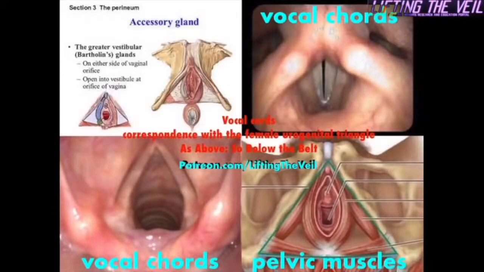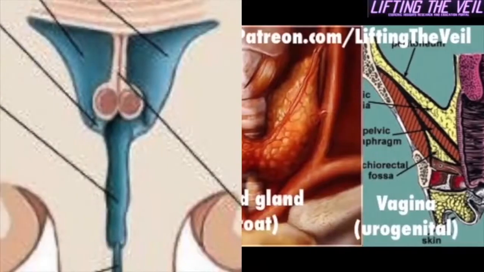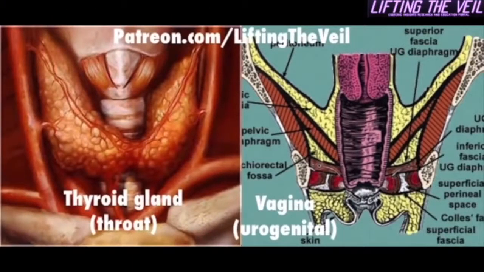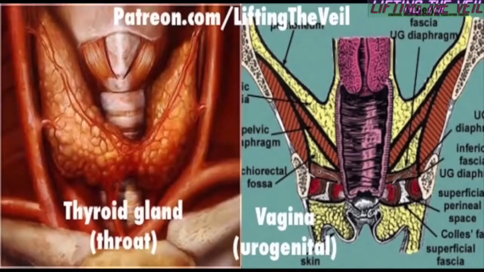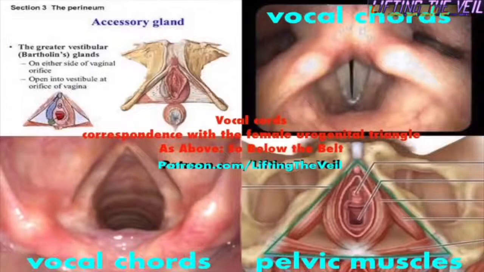It is the gateway, just as the vagina is the gateway. Both the gateways of birth and creation. And the brain is also a direct correspondence between the throat and the vagina. So the throat is a direct correspondence between the brain and the vagina. So it goes from the brain to the throat to the sacral regions.